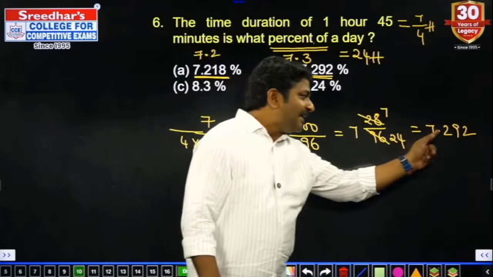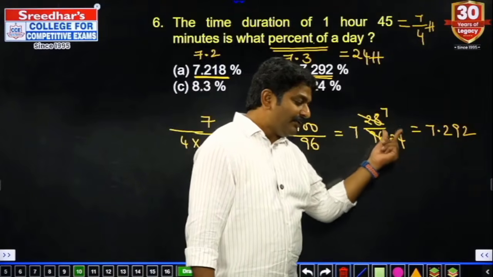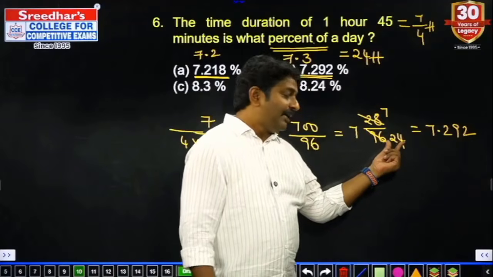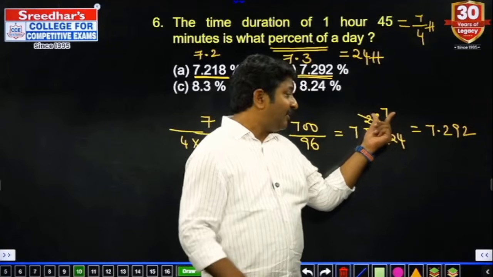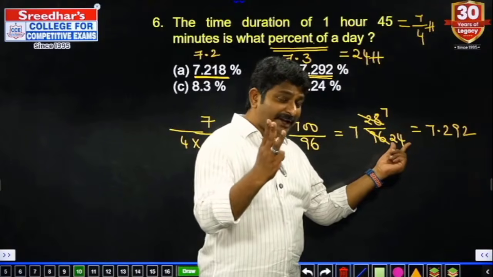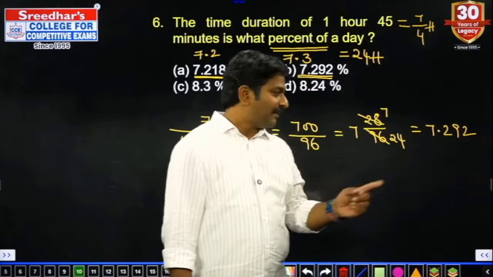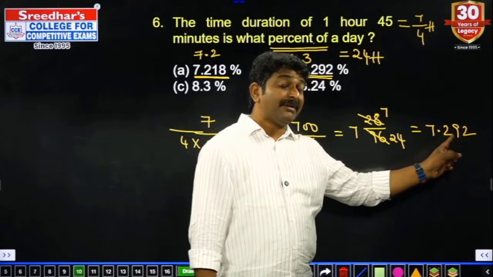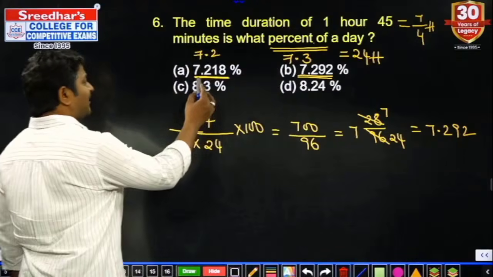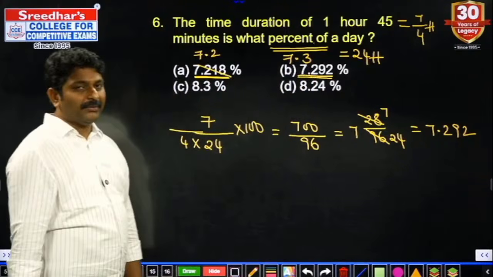When you write a decimal, 7 becomes 70. 70 by 24 we have to write. 24 2 times is 48. You have 70 here, far more. 24 3 times is 72. You have 70, close to that, a little less than that. The answer should be close to 7.3 but a little bit less than that. This can be eliminated. 7.292 final answer.